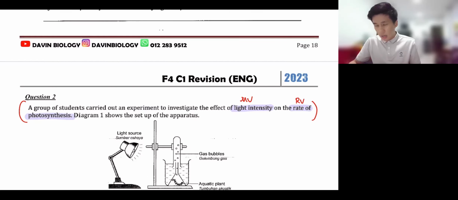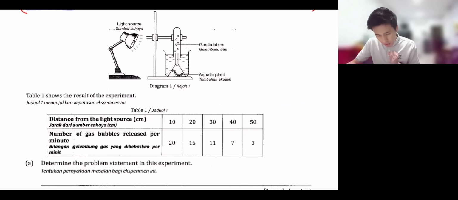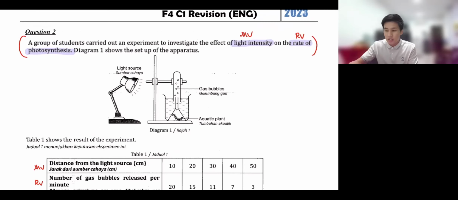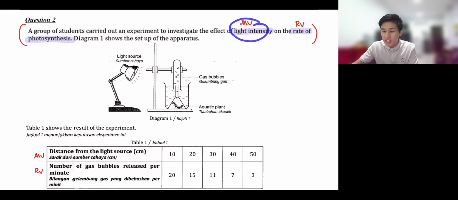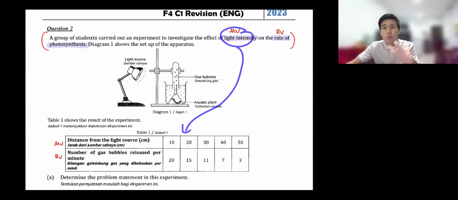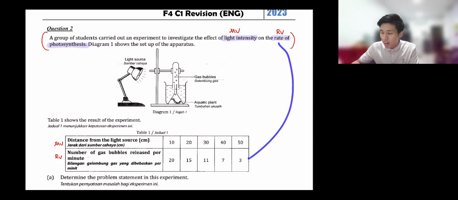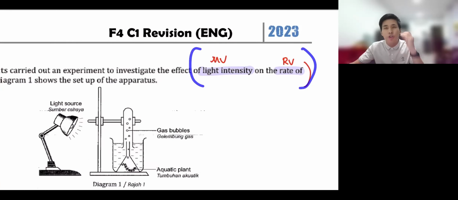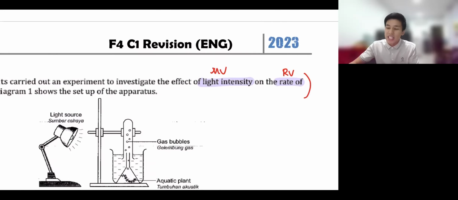Okay. But when you do the experiment attempt, you realize that the table here, the MV, RV, are a bit different. So the MV here is the distance from the light source, distance of the plant from the light source, and the RV is the number of gas bubbles released. Now, why is it different? Because when you do the experiment, your light intensity has to be different, right? It means when you do the experiment, how do you control your light? How do you count the rate of photosynthesis? So, therefore, this one is actually the theory variables, what we call the actual MV, RV.